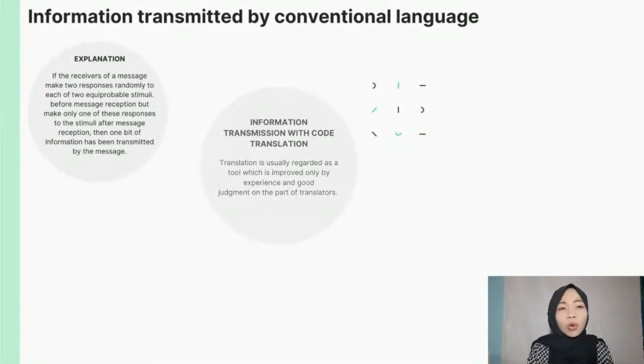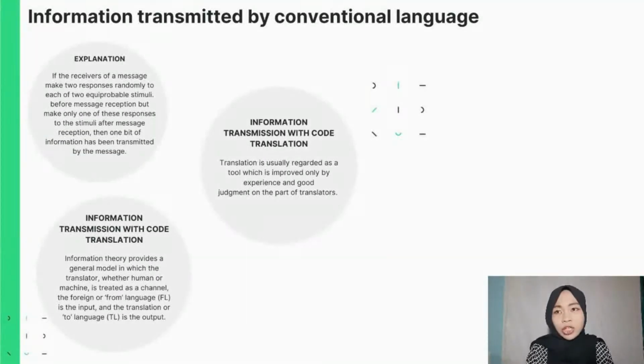Information transmission with code translation. Translation is usually regarded as a skill which is improved only by experience and good judgment on the part of translators. The development of information theory, techniques, and electronic computers has created increasing interest in both theoretical and practical problems of translation, and it may be worthwhile to analyze translation as a psycholinguistic process. Information theory provides us a general model in which the translator, whether human or machine, is treated as a channel. The foreign language, or FL, is the input, and the translation language, TL, is the output.